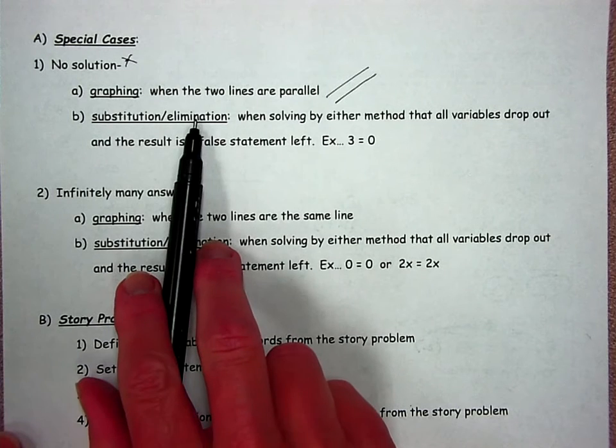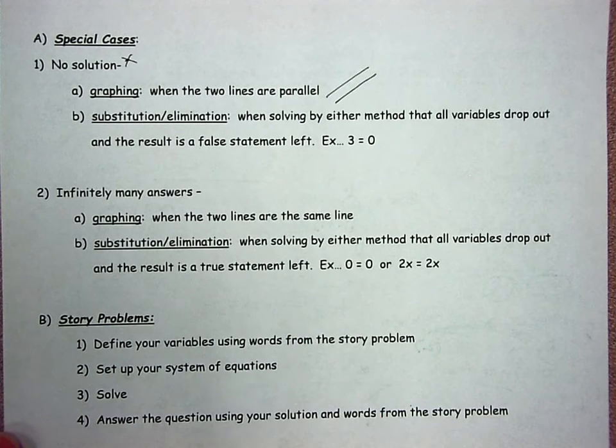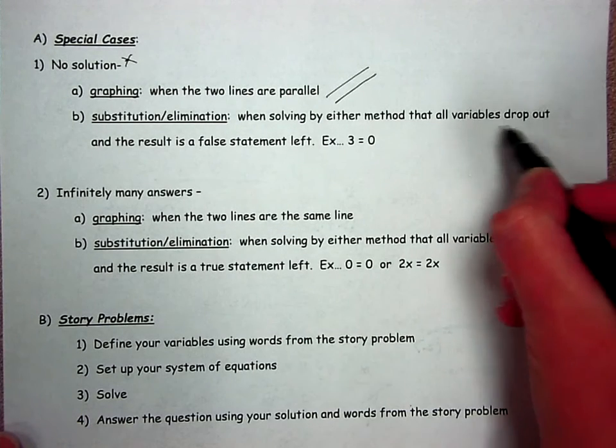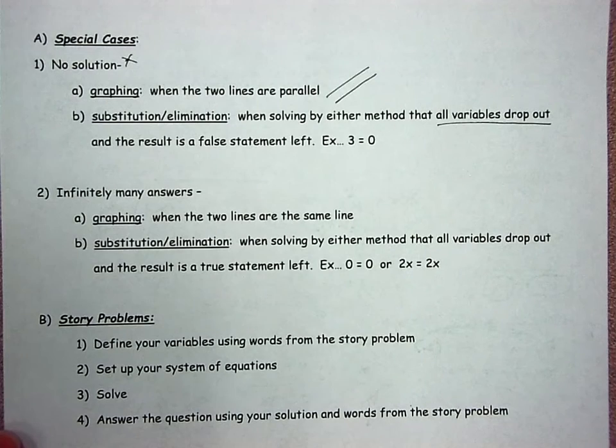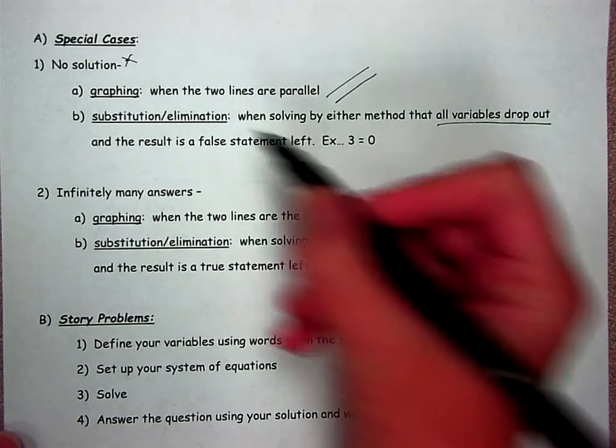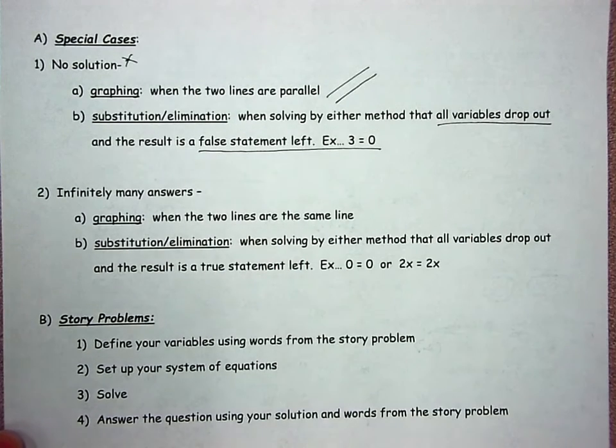If you're doing it algebraically using substitution or elimination, it says that all the variables are going to drop out, and then the result is going to be a false statement. We'll do some more of these tomorrow.